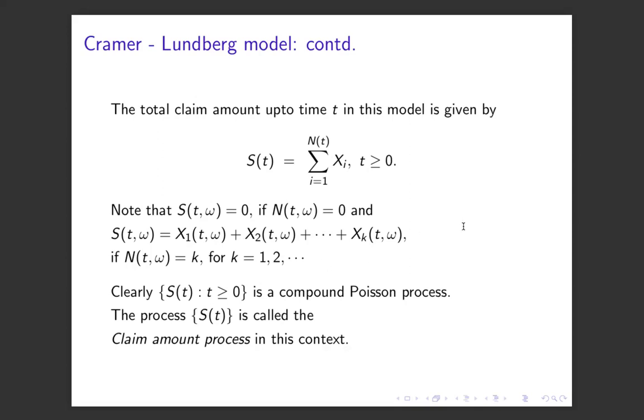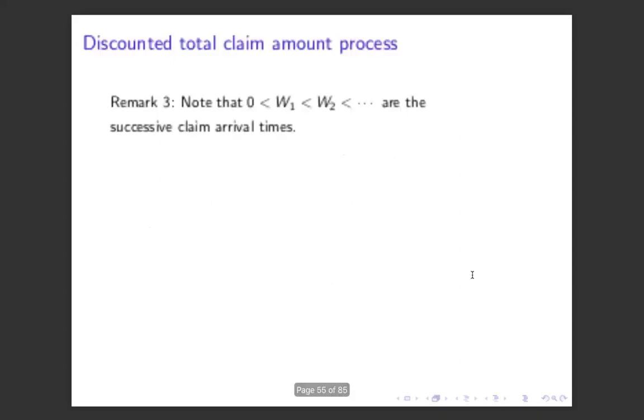So this is the total claim amount up to time t in that insurance model. This is also called the claim amount process. And this is a compound Poisson process, as we had seen last time. Okay, we will continue with this model for quite some time.